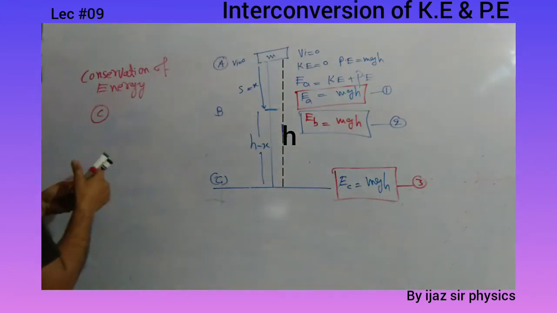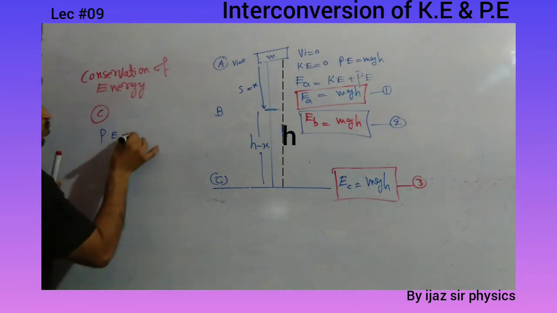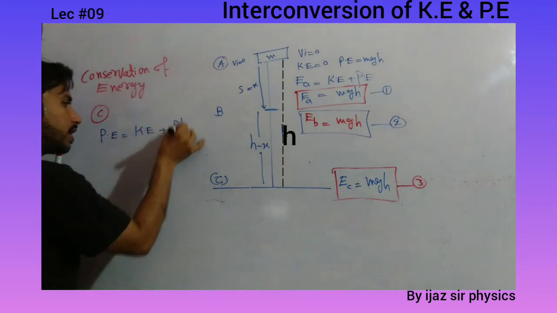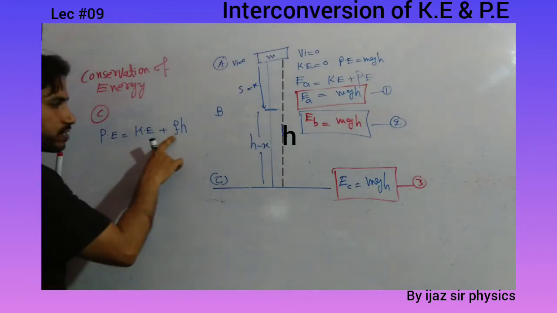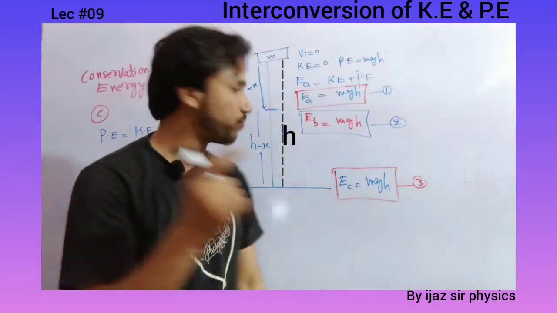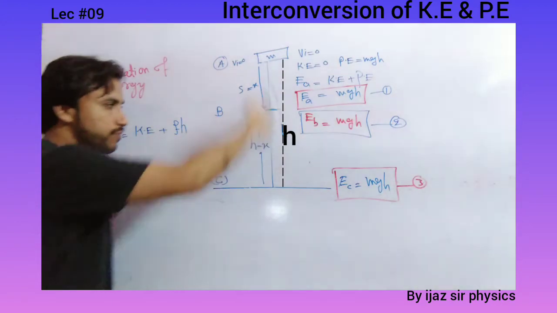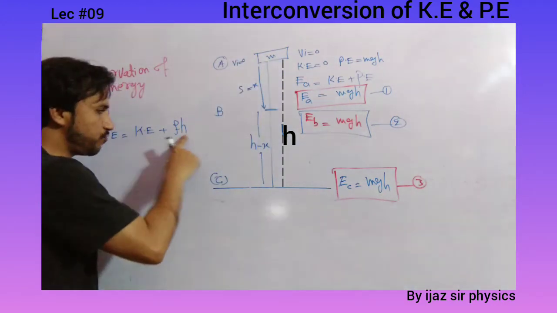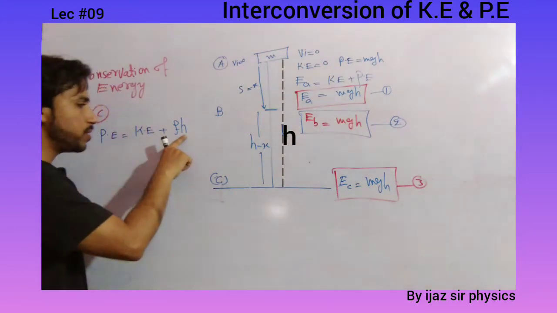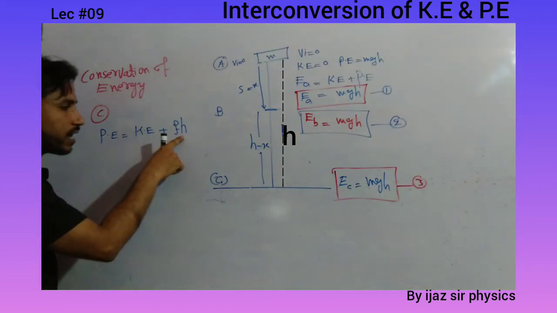So let's see what happened. Total potential energy is equal to kinetic energy plus work against friction, F and H. F is the force and H is the height. We know what work is: work is the product of force and displacement. This is the force by friction and this is H. This is work against friction, F times H. So total potential energy is converted into kinetic energy and work against friction.